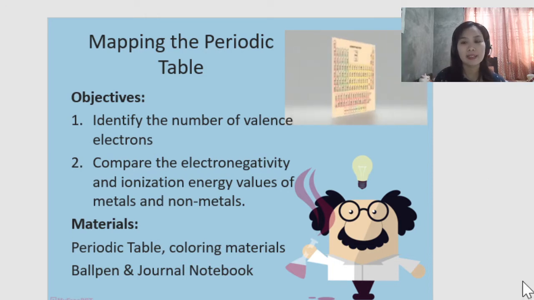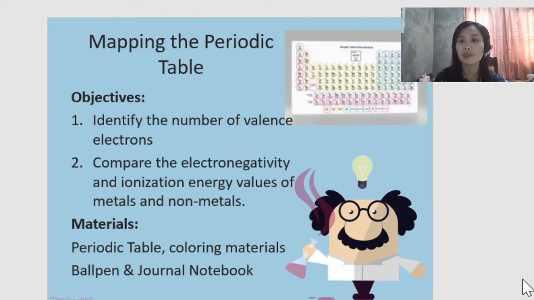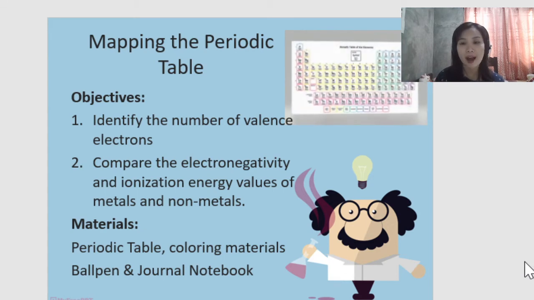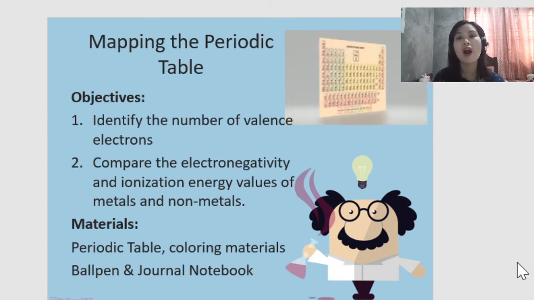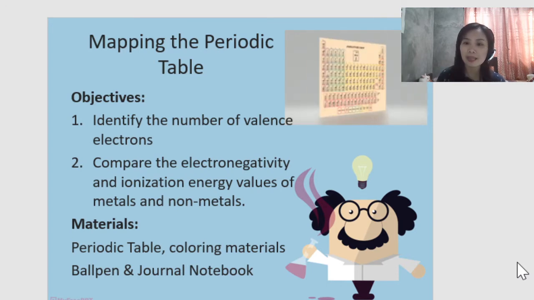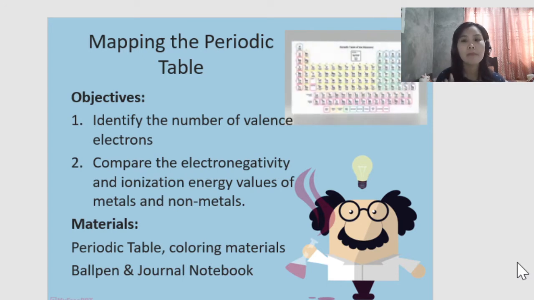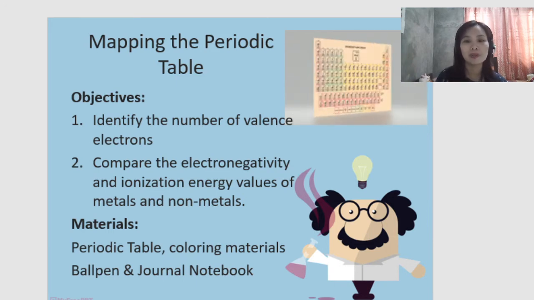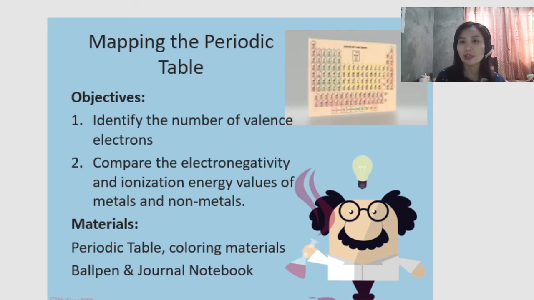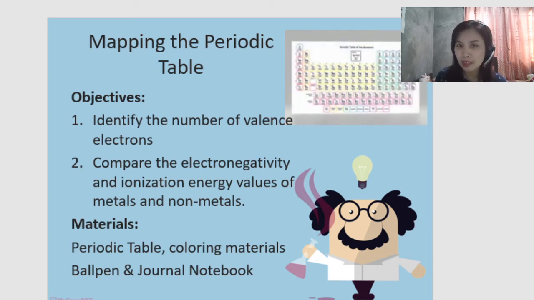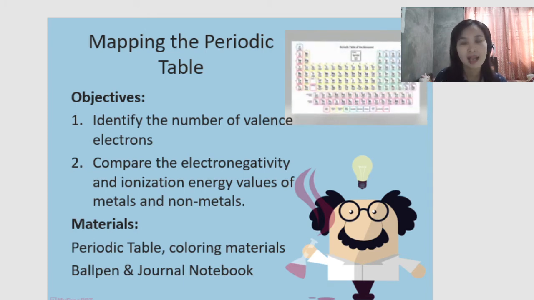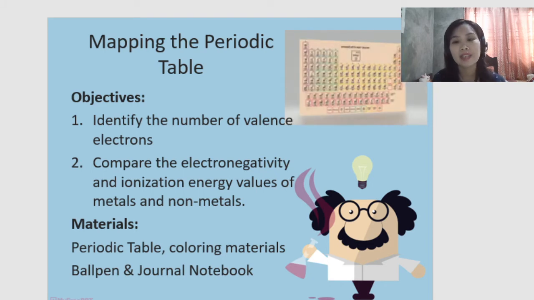There are objectives. Number 1, identify the number of valence electrons. Number 2, you are going to compare the electronegativity and ionization energy values of metals and nonmetals. Materials to prepare: periodic table, coloring materials, ball pen, and journal notebook. If you don't have any periodic table, you can download that in our LMS course. It is in the LMS library that we placed in the Science 9 course.